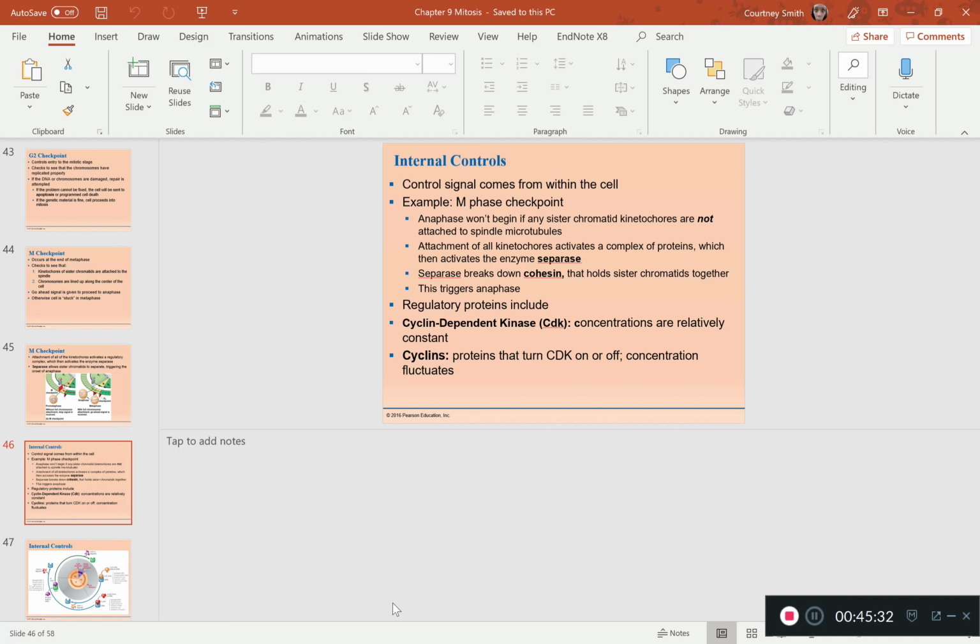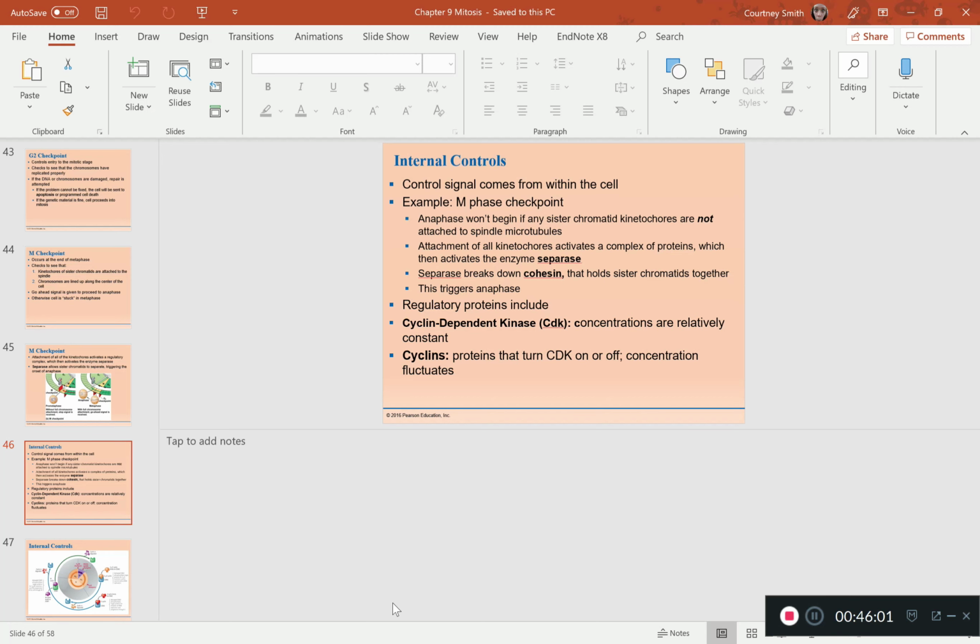And then once that cohesion is broken apart between the sister chromatids, then anaphase can occur. So the two regulatory proteins for this is CDK. So he's always constantly around. I'm not really 100% concerned about you knowing that. It's kind of just more like a little side note, I guess.